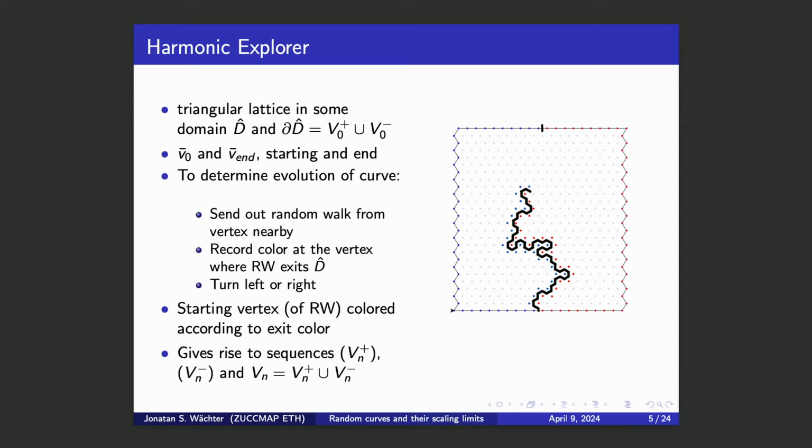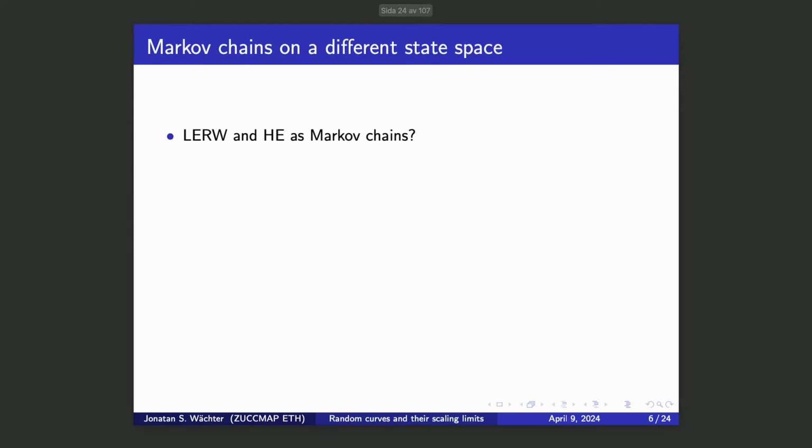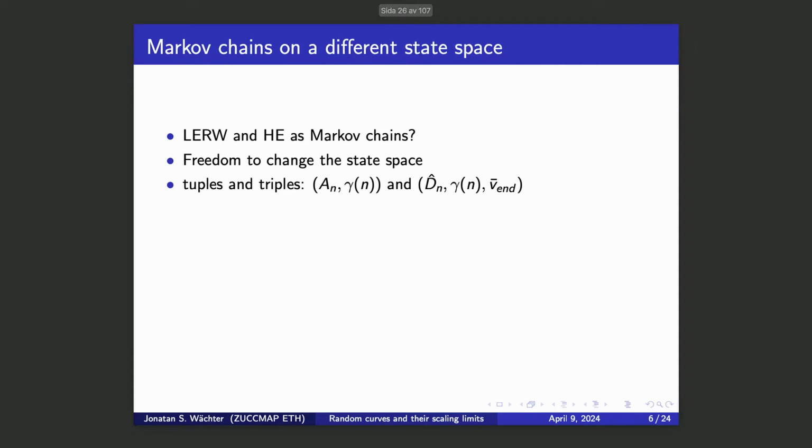And remember I told you that the setup is really exactly the same in each time step. We have some sort of domain where this process sends out a random walk to check where it's going to turn. And this has as a consequence that we can actually start to think about these processes as Markov chains, but on a slightly different state space. We have this freedom to change the state space and consider instead tuples and triples.